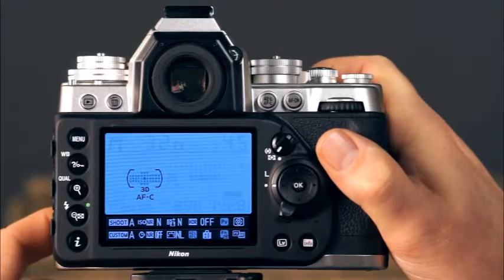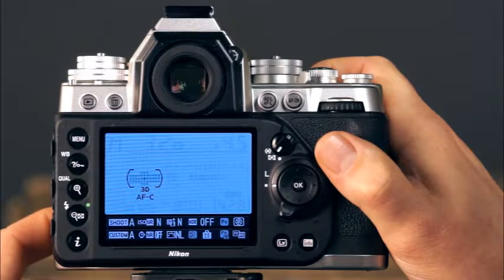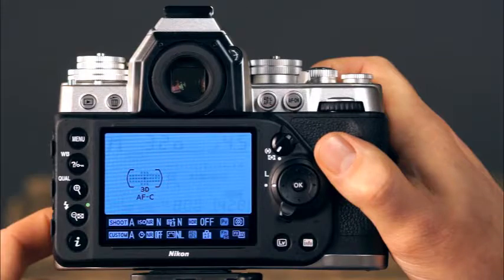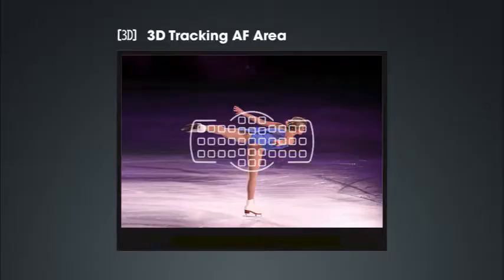With 3D tracking, focus can be maintained for subjects that move quickly, not only side to side, but also forward and backward within the frame. Examples of these subjects would be figure skaters or rodeo participants. 3D tracking is not available in the camera's single servo AF mode.